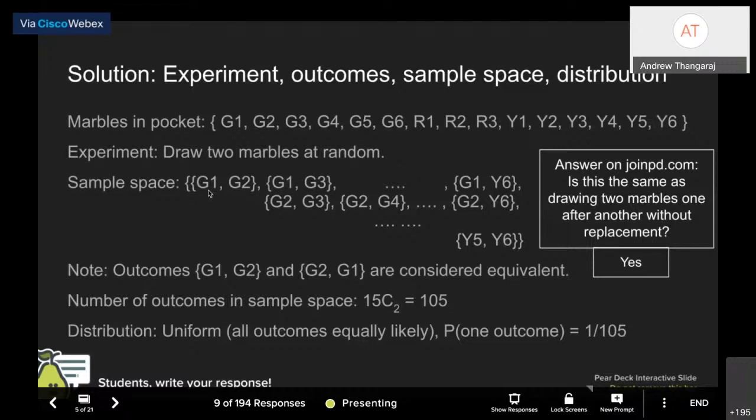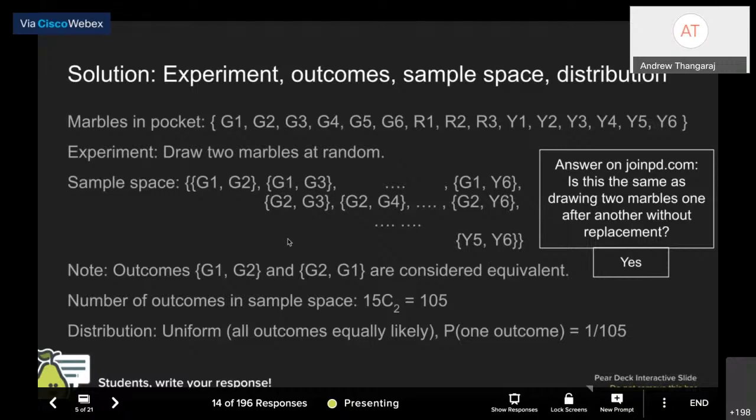The outcomes are the 2 marbles that you're going to get. You may get G1 and G2, or you may get G1 and G3, G1 and G4, and so on, G1 and R1, G1 and R2, maybe all the way to G1, Y6. Or you may get G2 and G3, G2 and G4, all the way till G2, Y6. It's just a way of carefully going through pairs and counting them. Likewise, you can go G3, G4, G3, G5, like that, all the way to G3, Y6. So I've just put dot, dot, dot.